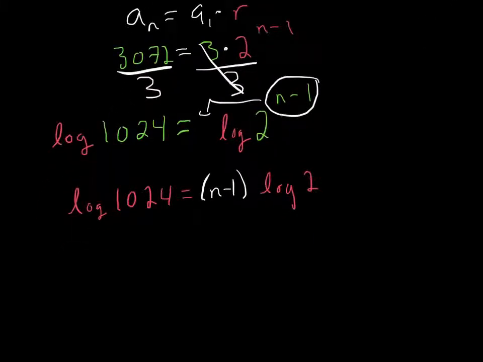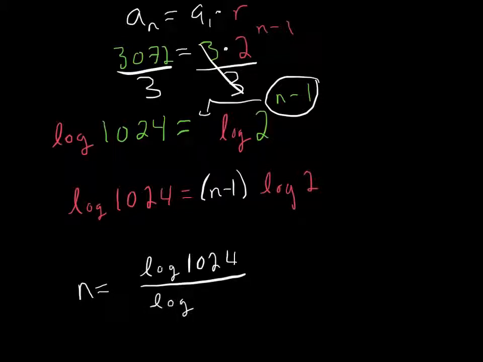I'm going to go ahead and do this rather quickly. I'm going to skip a few steps, but remember, to solve for n, I'm going to have log of 1024. And since I'm multiplying by the log of 2, I'm going to divide by log of 2 on both sides. So log of 2. And then I would be left with n minus 1. So to get rid of this minus 1, I'd have to add 1.